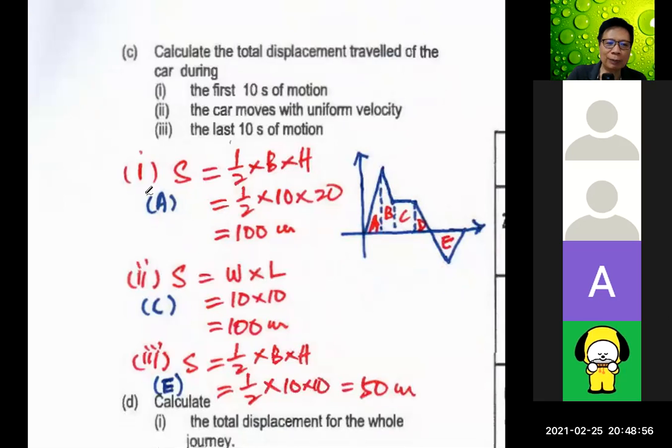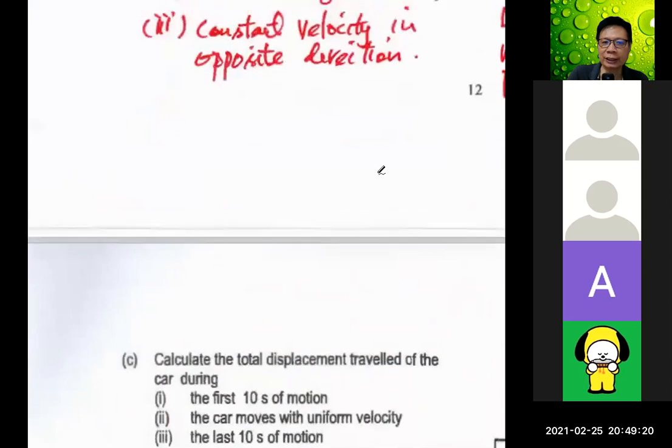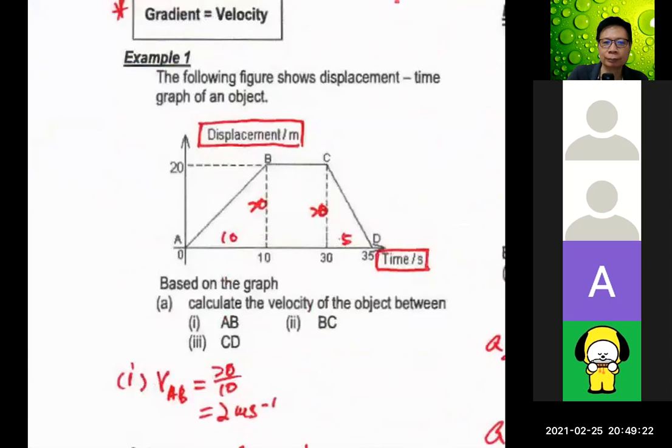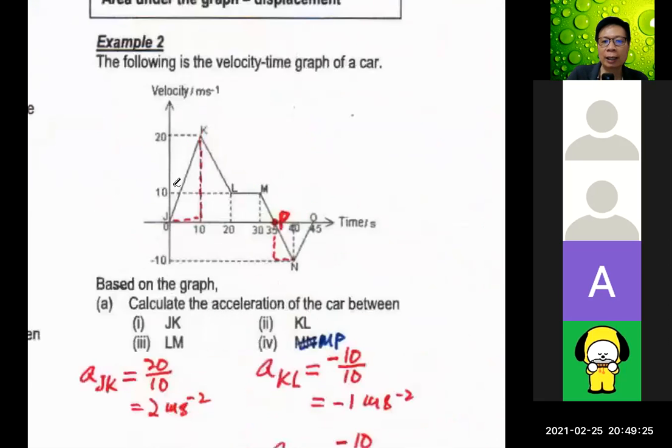So over here just now we calculated A. C, this one calculated. E calculated. B and D not yet calculated, you know. So now you need to find B and D first. And for B, what is the shape? You see the question. A, C, E counted already. B not yet, but what shape is this?